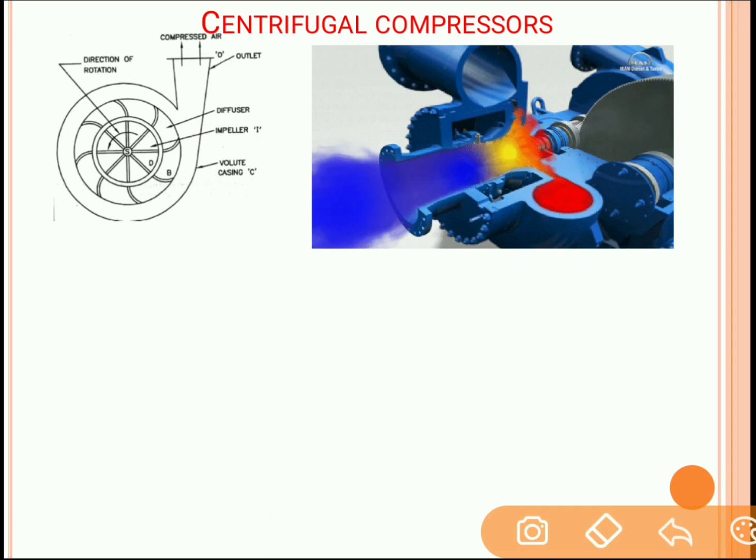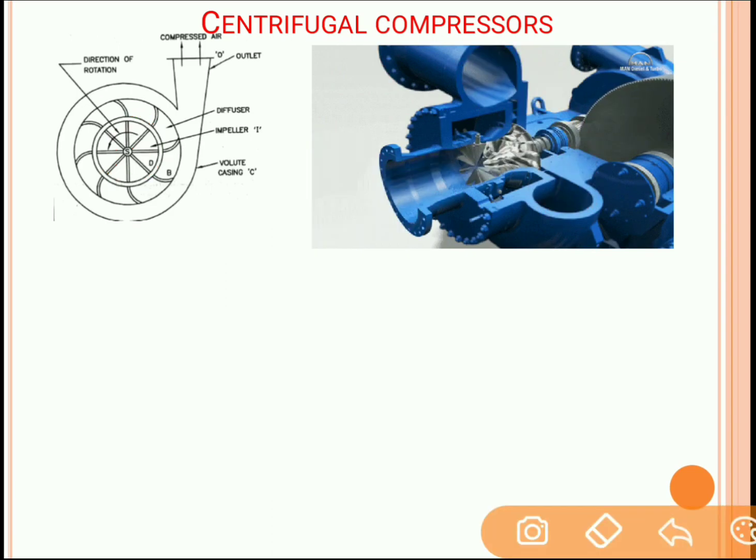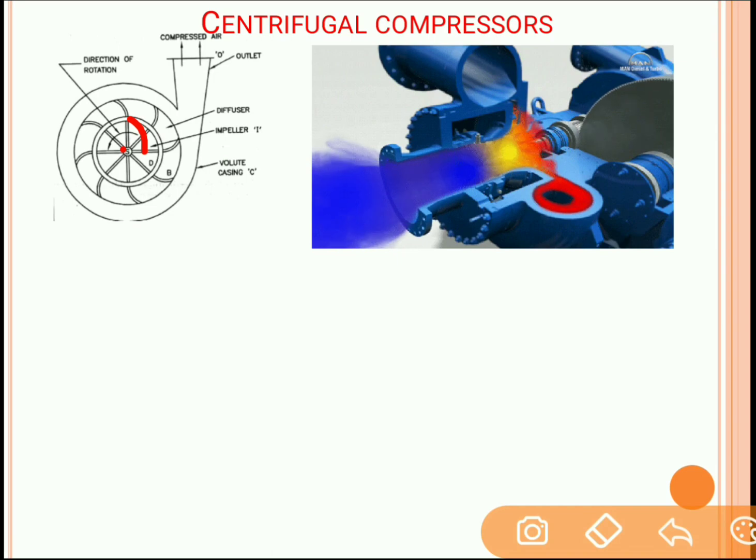As you see in this figure, there is an impeller. This impeller is the rotating disc, and because of the rotation of the impeller, the kinetic energy and the pressure energy of air increases as the air moves from the center in the radially outward direction. Now when air moves out through the impeller, it comes in contact with the diffuser.